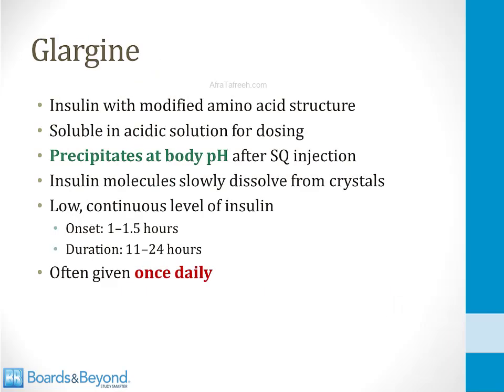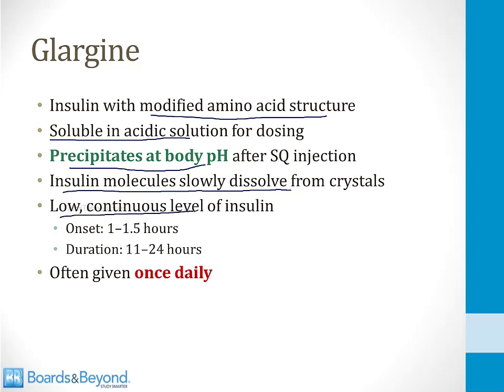Glargine is insulin with a modified amino acid structure. It's soluble in a liquid acidic solution for dosing, but once the patient injects it into the subcutaneous tissue, it precipitates at the body's pH and forms crystals. This allows the insulin molecules to slowly dissolve away from the crystals, and as a result, glargine has a low continuous level of activity. The onset is in about 1 to 1.5 hours, and the duration is up to 24 hours, so this can be injected once daily.